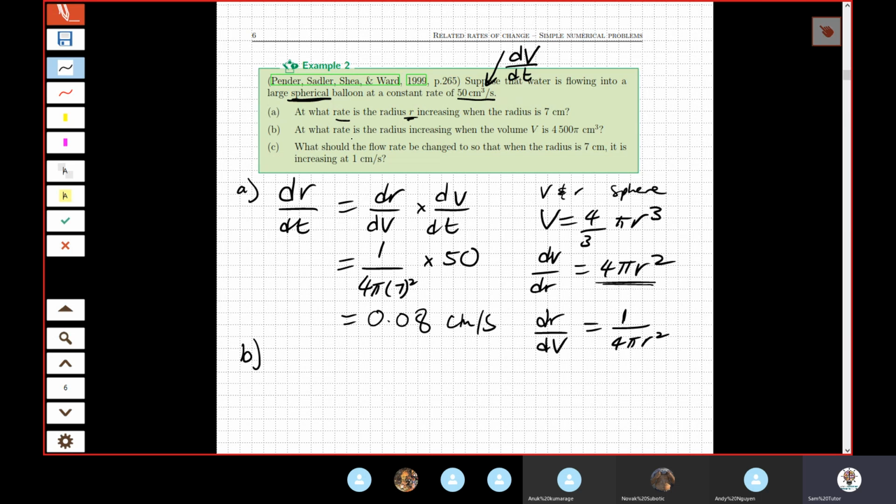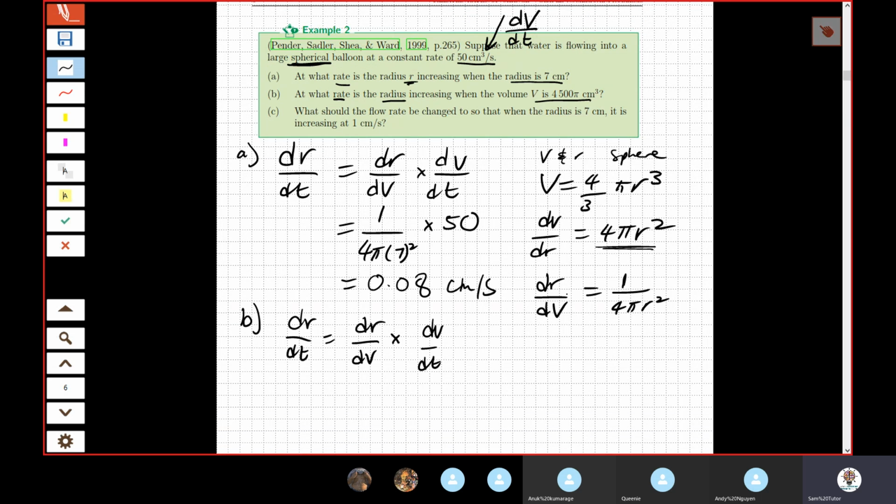Queenie, what am I trying to find? Rate, radius. What are we trying to find again? dr on dt. So you're still going to break that up into the same thing: dr on dV times dV on dt. You still have dV on dt, which is 50. The only difference is I gave you radius here, I gave you volume here.